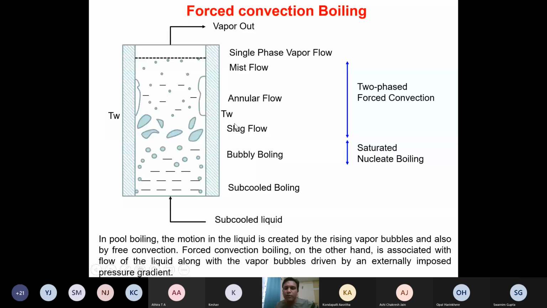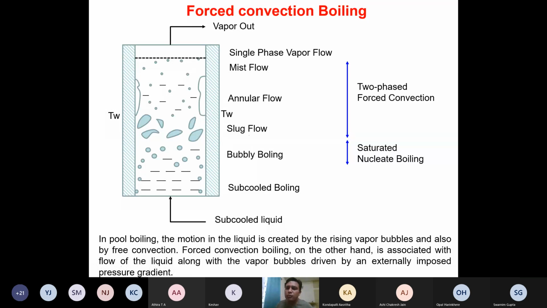Initially, at the bottom, you will see the subcooled boiling regime up to this point. After this the bubbly boiling starts, then there is slug flow. Further up, you will see that the vapor film starts at the surface of the wall itself, and this is called annular flow. Then at the top there is a mixed flow, and after that there is single-phase vapor flow. So these are the different regimes present when we are looking at forced convection boiling.